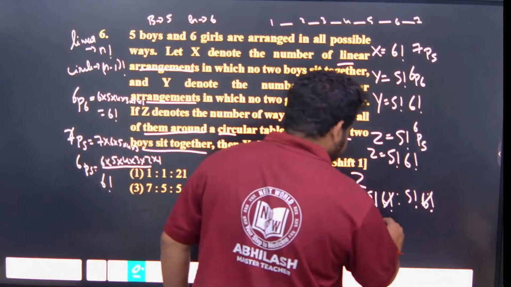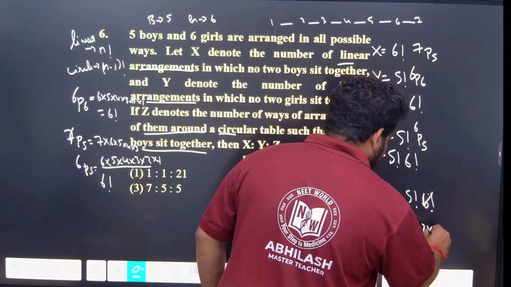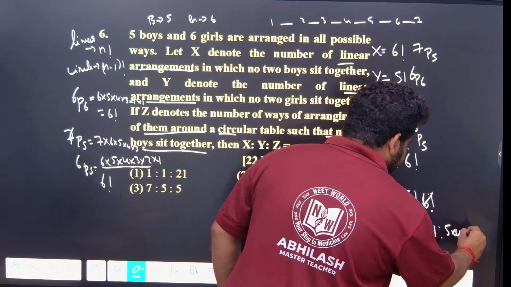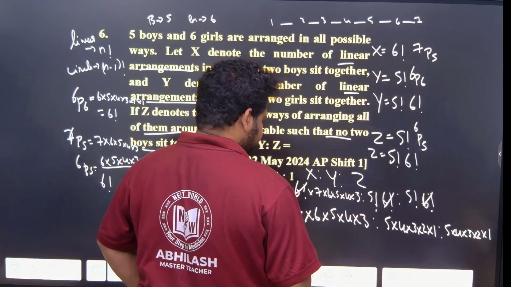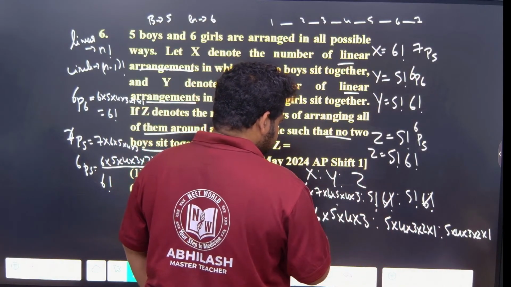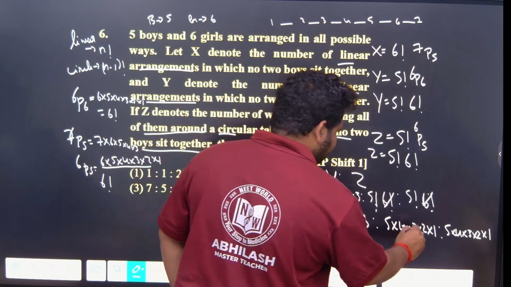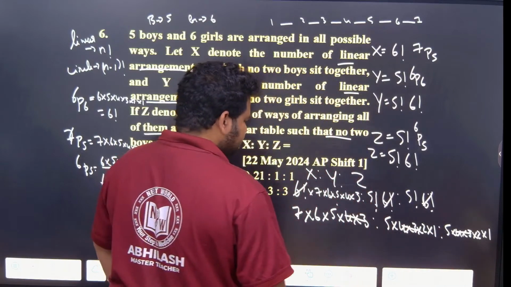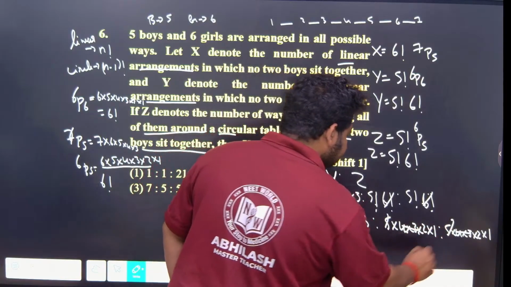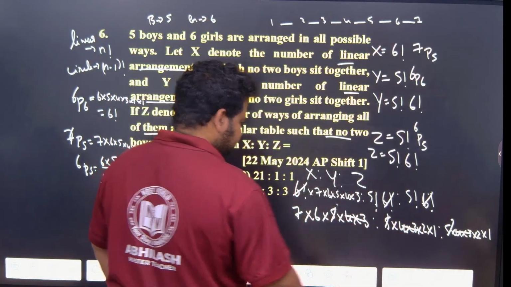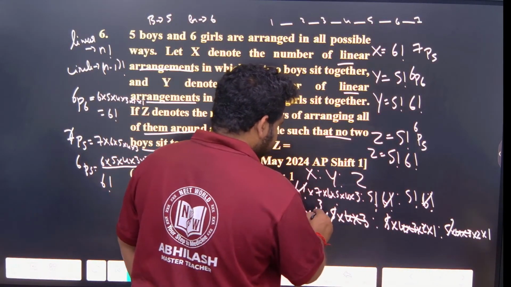Now see, 5 factorial I can write as 5 into 4 into 3 into 2 into 1. Now what can I do? 4, 3, 4, 3, 4, 3 I can cancel, correct? 5, 5, 5 I can cancel. These two 1s, two 3s are there.